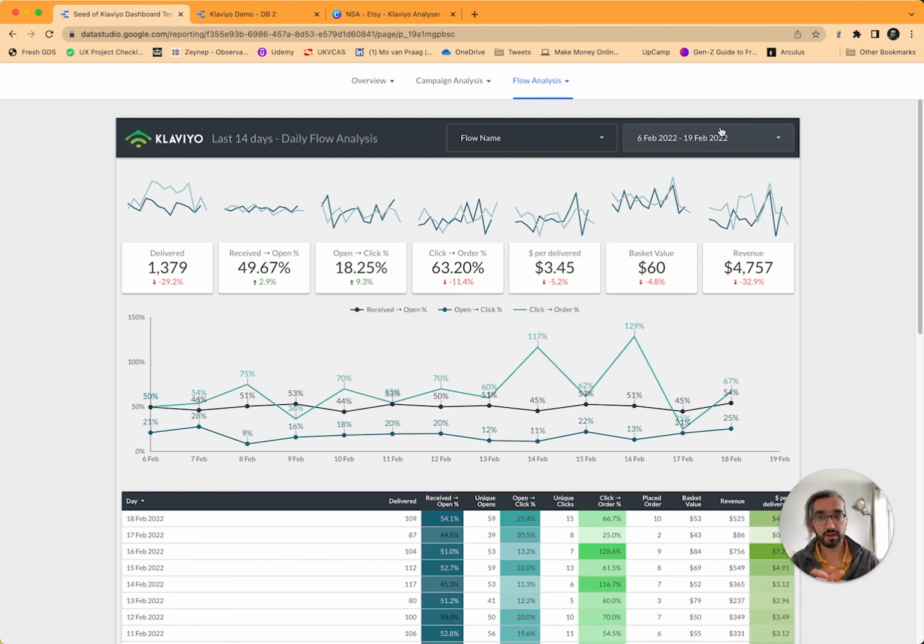This is how I look at this dashboard, and I hope this dashboard will help you analyze your own Klaviyo campaigns and flows.